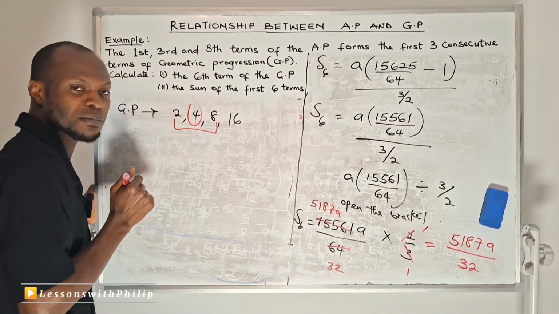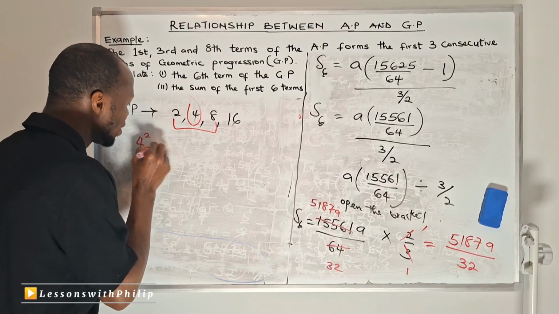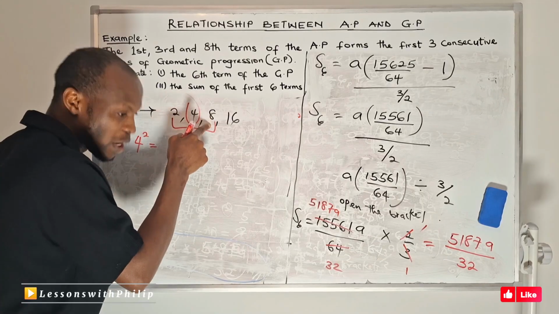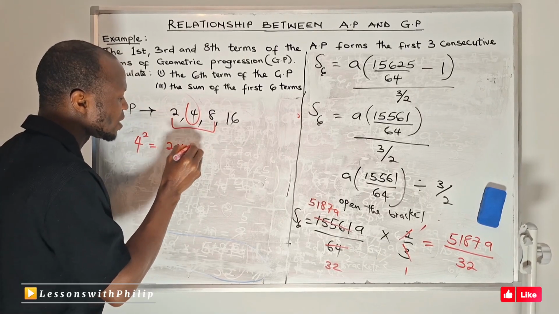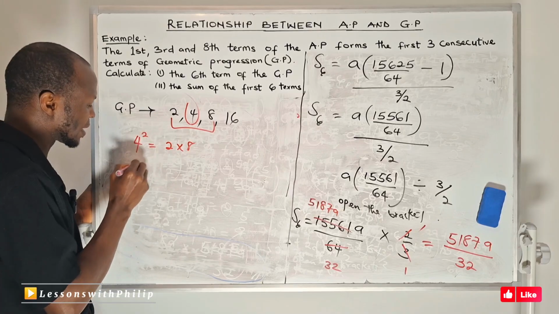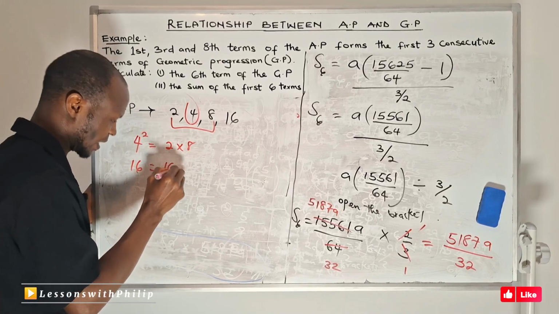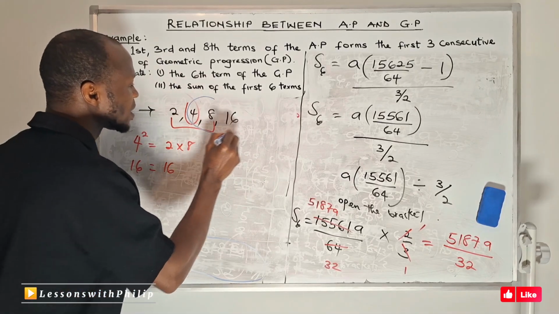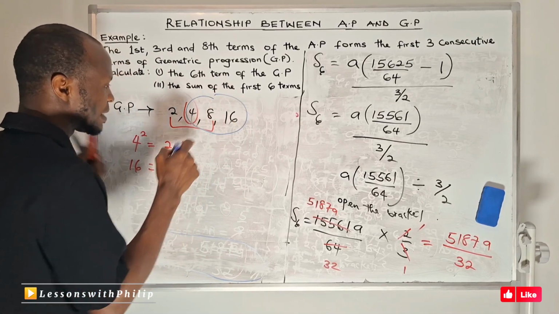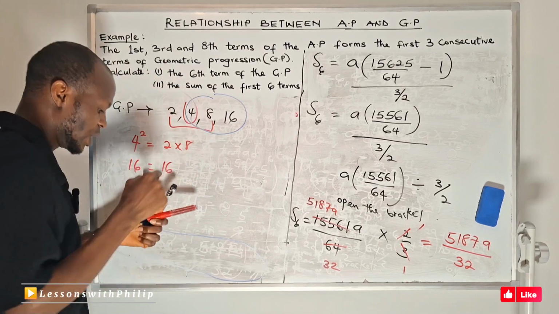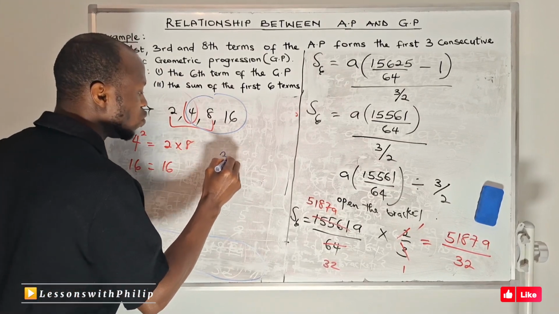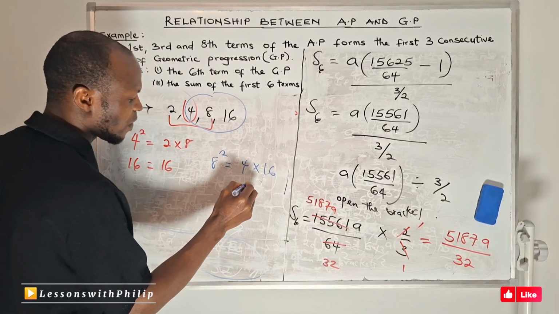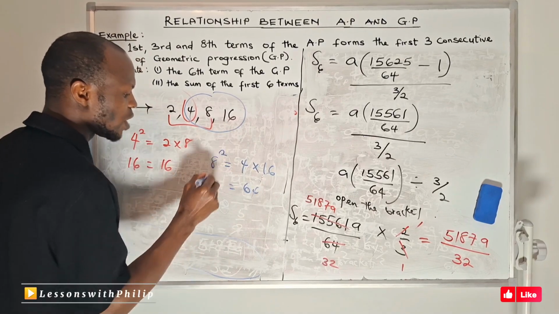If you square the term in the middle, that is 4 squared, it will be equal to the product of the term before the one in the middle and the one after, which is 2 times 8. 4 squared is 16. 2 times 8 will be what? 16. Same thing if you are taking these 3 terms. Which number will be in the middle? 8. 8 squared will be equal to 4 times 16. And 4 times 16, is it not 64? I think that should be 64. 8 squared will also be 64.